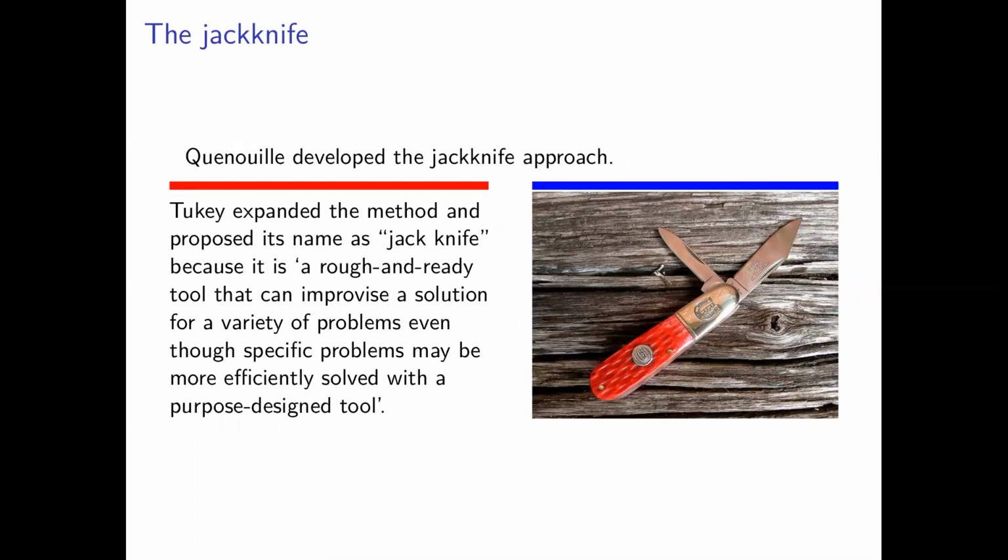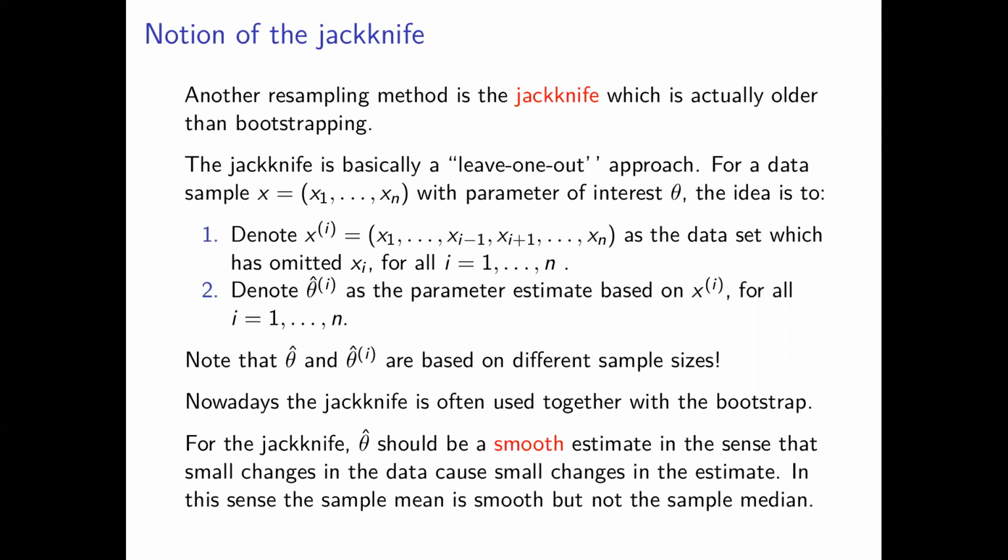Related to the bootstrapping method is the jackknife method. It was originally developed by Quenouille, and Tukey, a famous statistician of the 20th century, was the one who expanded this method and also proposed its name as the jackknife. For those of you not familiar with this vocabulary, this is a jackknife. The argument of Tukey was that this is a rough and ready tool that can improvise a solution for a variety of problems, even though specific problems may be more efficiently solved with a purpose-designed tool. This applies to the jackknife and also to its generalization, the bootstrap, and therefore I wanted you to have this quote.